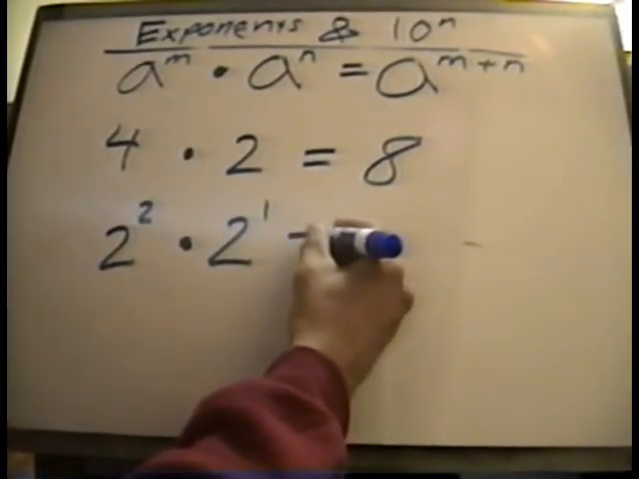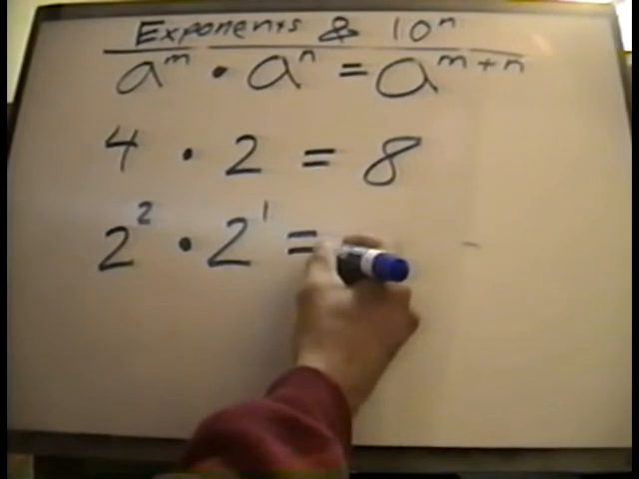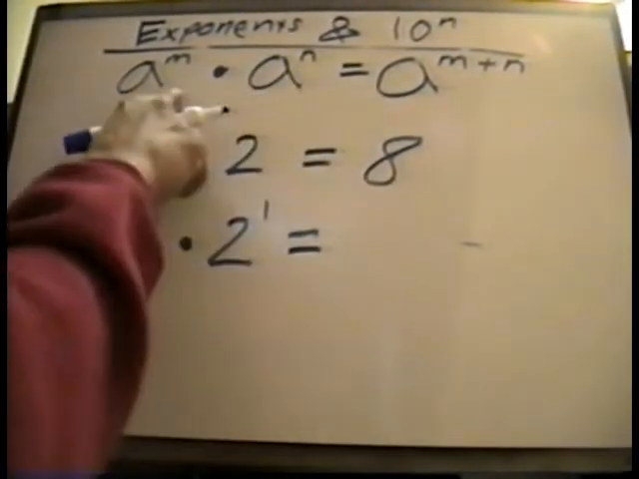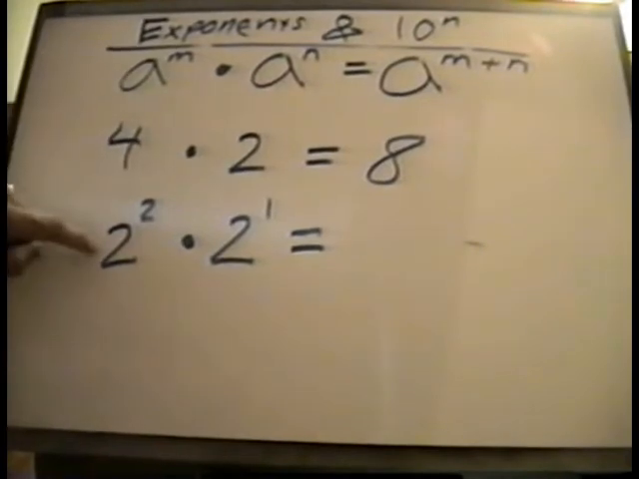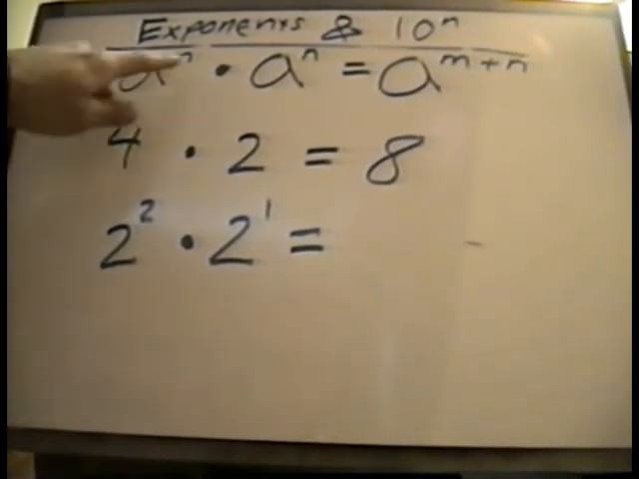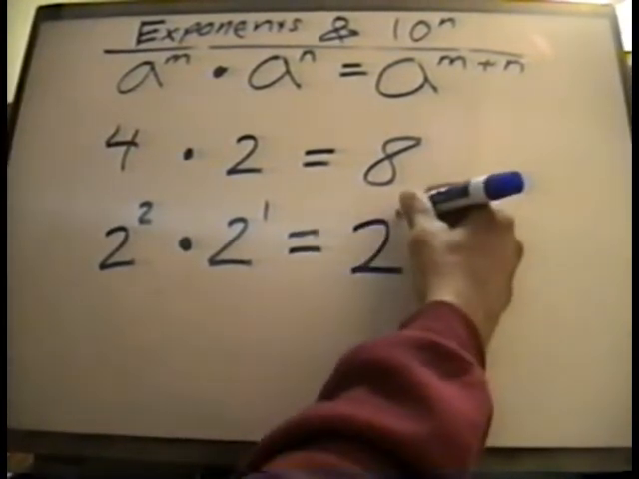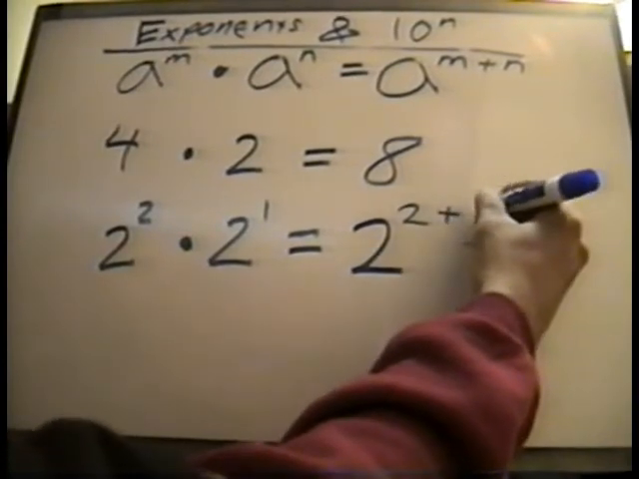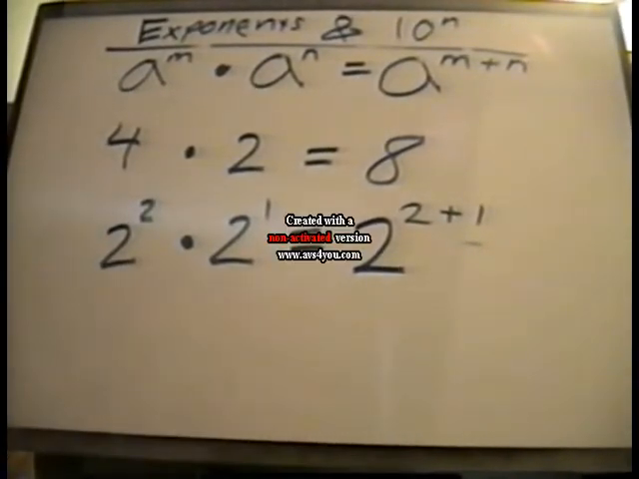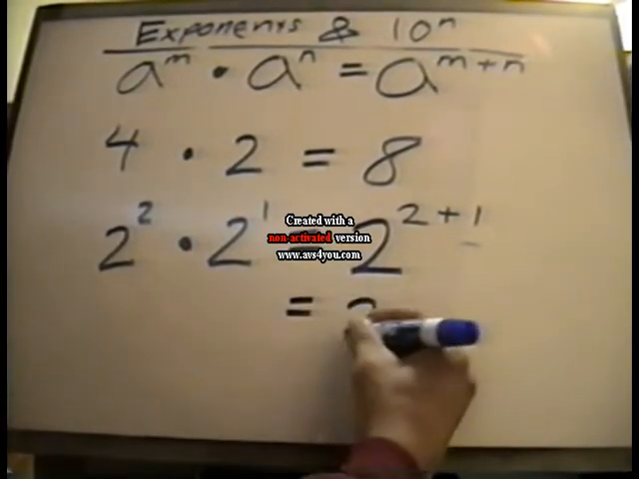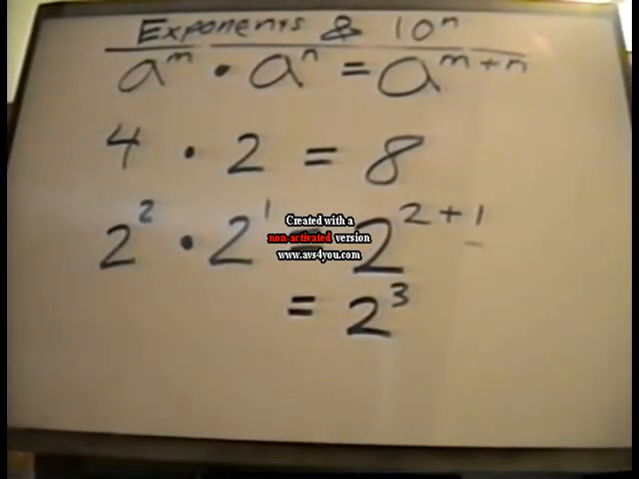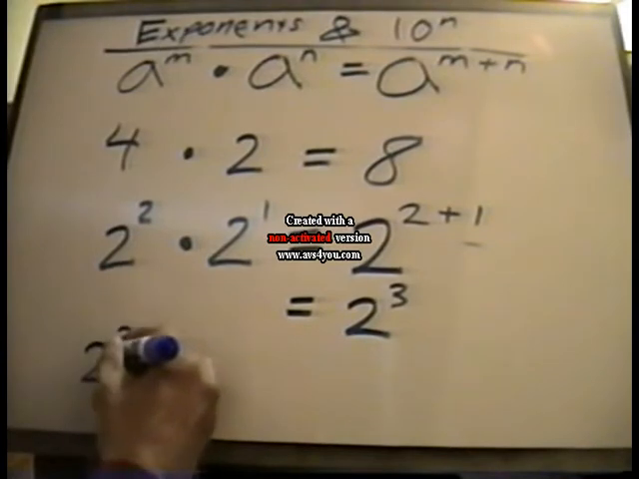Now, if we put it in this form, 2 is taking the place of a, and m and n are our exponents. Now we get 2 to the power of 2 plus 1, which gives you 2 to the power of 3. Now 2 to the power of 3 is 2 times 2 times 2, which gives us 8.